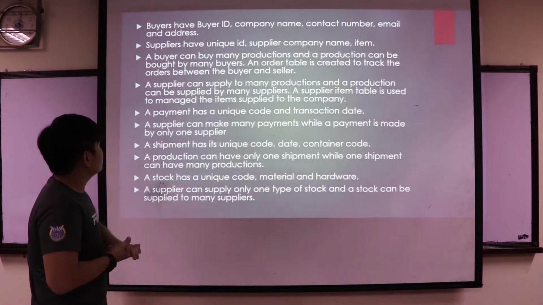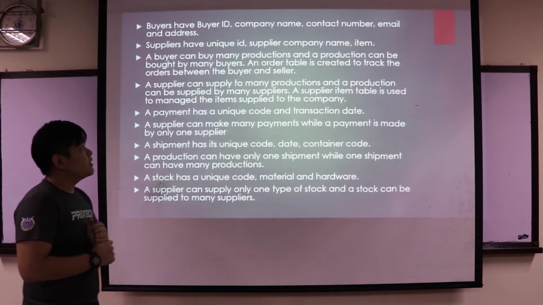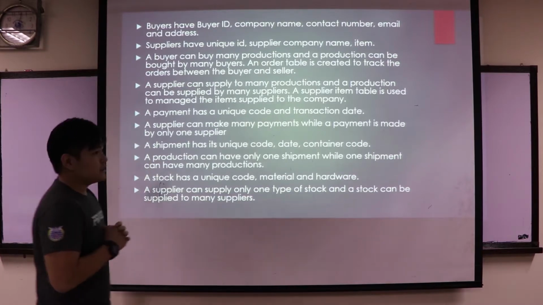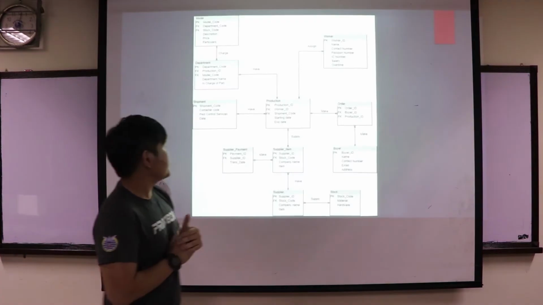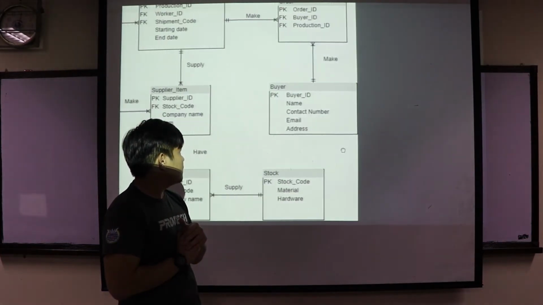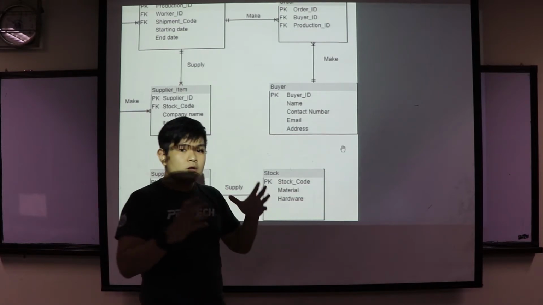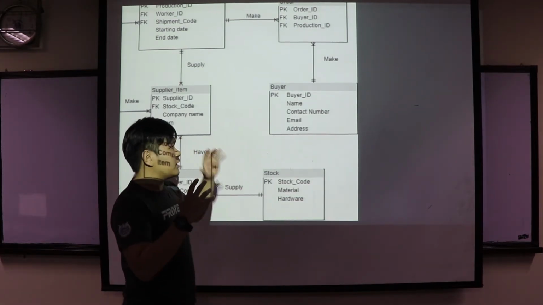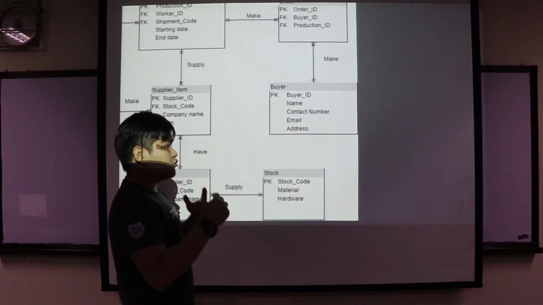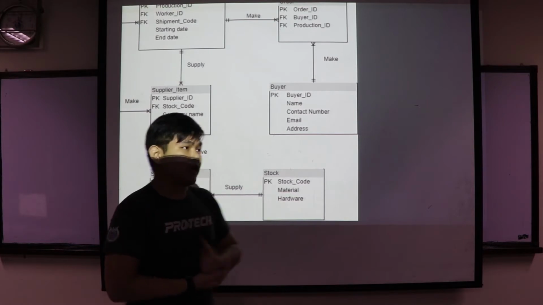In the sixth point, buyers have buyer ID, company name, contact number, emails, and address. Back to the diagram. We need to list out the buyer table. In the buyer table, we need to list out the primary key, which is buyer ID, and other attributes, which are name, contact number, emails, and address.